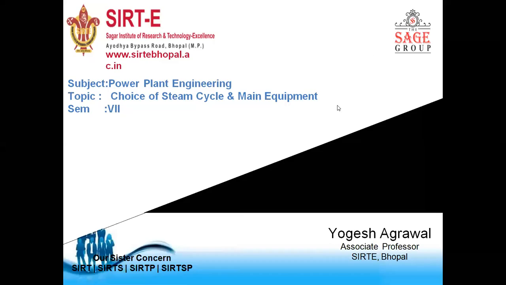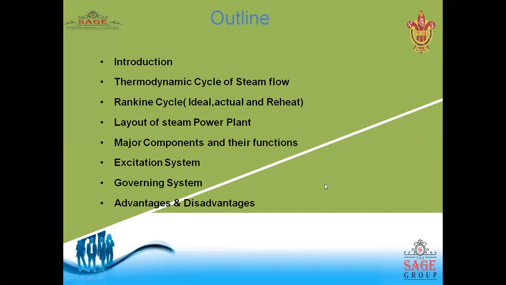This is a part of power plant engineering, choice of a steam cycle and main equipment. What are the contents? Introduction, thermodynamic cycle of steam flow, Rankine cycle: ideal, actual and reheat, layout of steam power plant, major components and their functions, excitation system, governing system, advantages and disadvantages.